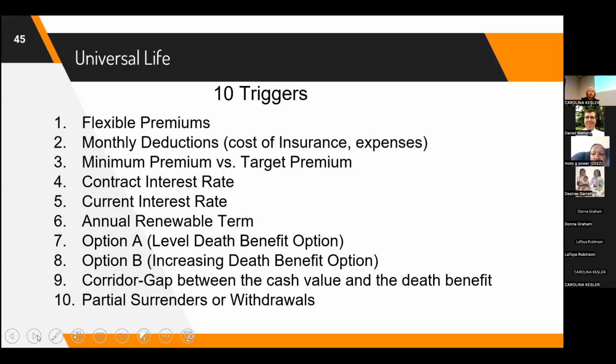So the 10 triggers for universal life are flexible premiums, monthly deductions, the cost of insurance plus expenses, the minimum premium versus the target premium, the contract interest rate, the current interest rate, and the annual renewable term. Option A is the level death benefit option, which might have a corridor, right? And option B is the increasing death benefit option. The corridor is the gap between the cash value and the death benefit for option A. And then partial surrenders or withdrawals, depending how you want to take it, right?